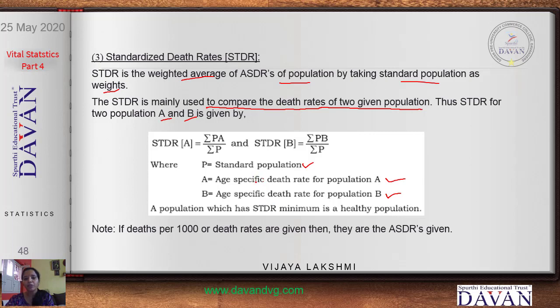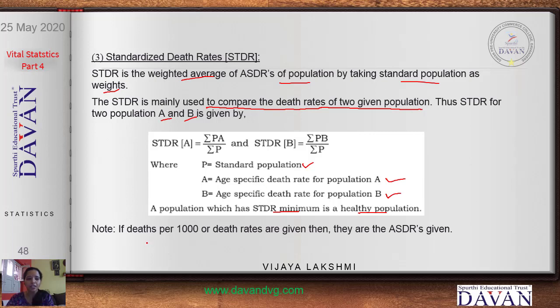Once you complete the computation of this, whatever value you get for STDR of A or B, whichever is minimum, then that particular population is healthy. Okay, a population which has STDR minimum is a healthy population. So when they ask you for the comparison in the problem, they ask you for the conclusion, please write the conclusion, which city is healthy or which population is healthy.